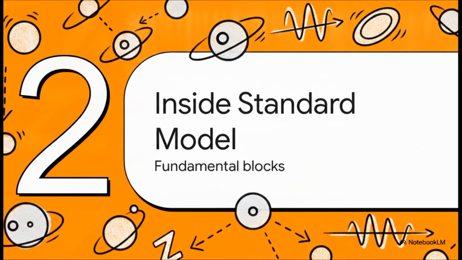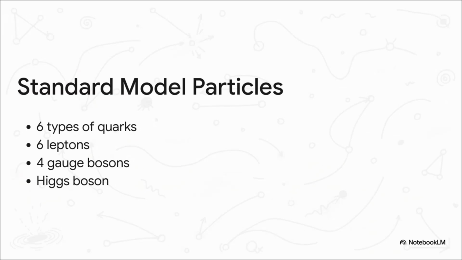Moving on to Section 2, Inside the Standard Model. The universe's fundamental building blocks. We aren't just dealing with a random soup of matter here. The universe is actually incredibly organized. Think of the fermions, that's your 6 types of quarks and 6 types of leptons, as the rigid scaffolding of matter. They make up the actual physical stuff of the universe.